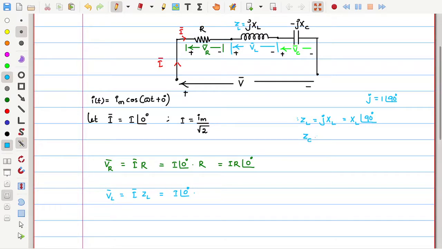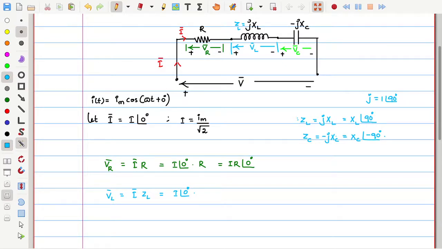Similarly, the capacitive impedance ZC is equal to minus jXC, which can be written as XC at an angle of minus 90 degrees. These first are the rectangular forms, and the second are the polar forms, which have magnitude and angle, whereas the rectangular form looks like a real part and an imaginary part. What is the real part in this? 0. 0 plus jXL, 0 minus jXC, like that.